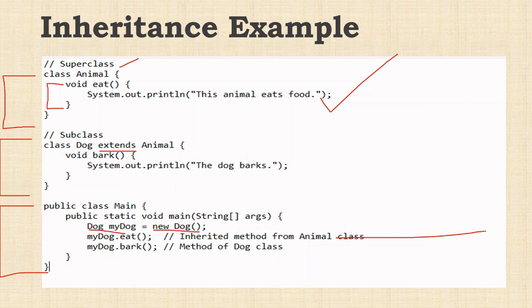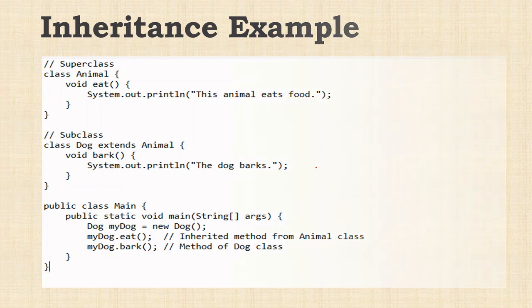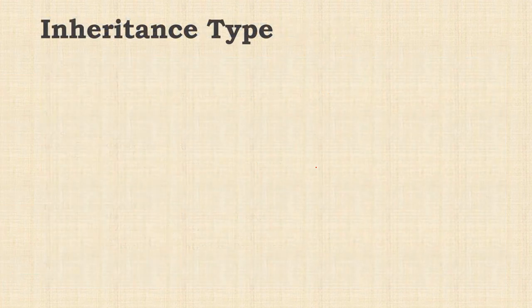Okay, this will be the output. And for the method of dog class, my dog dot bark I'm going to call. This method is available in dog class, so it will be called from this dog class. So the output will be the dog barks. First this will execute and then this will execute. So our output will be like this.